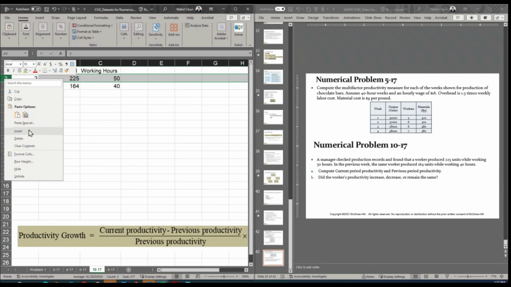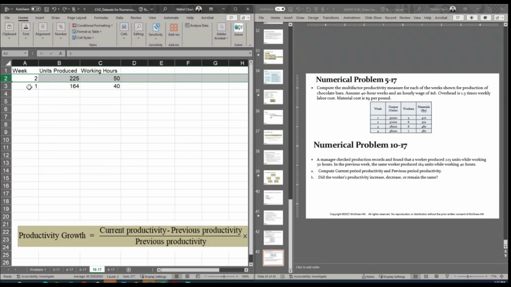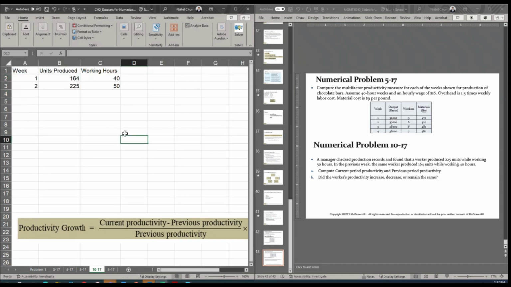And again, I will just reshuffle this: Control X on the entire part, Control V, and delete this part. So week 1, this is, yeah. So the next step is, let's calculate the productivity. And again, a standard practice: units produced is Y, and working hours by the worker is the input X. So single input. And productivity is Y divided by X.